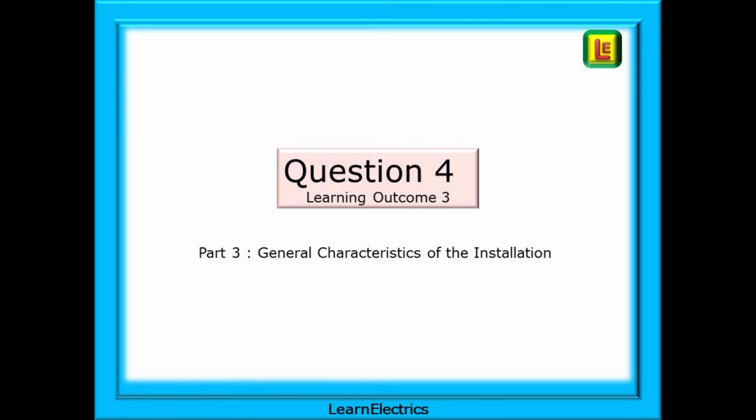Question 4 is to do with learning outcome number 3, the assessment of general characteristics of the installation. Look at this on page 3 under part 3.